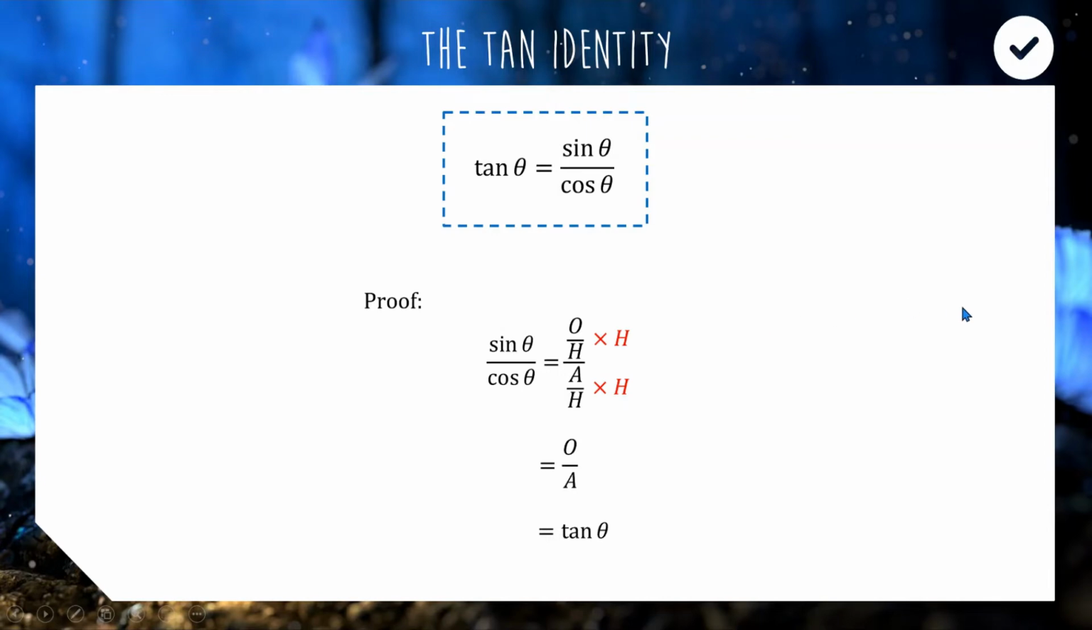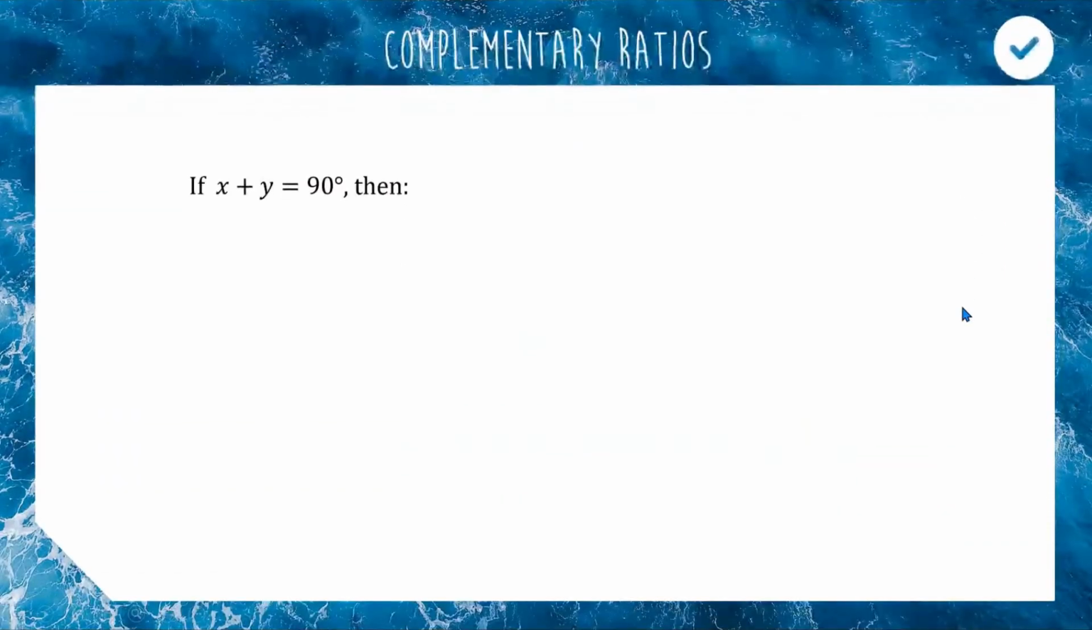Okay, our next bit of algebra we can work with is called the complementary ratios. So remember from earlier in junior school that angles are complementary if they have a sum of 90 degrees. Okay, so if our two angles, x and y, sum together to give 90 degrees, a result we see is that sine x and cos y actually have the same value.